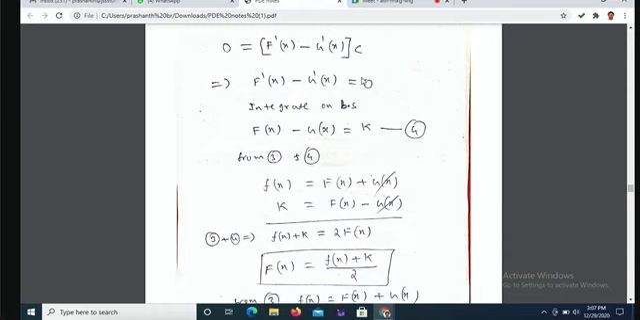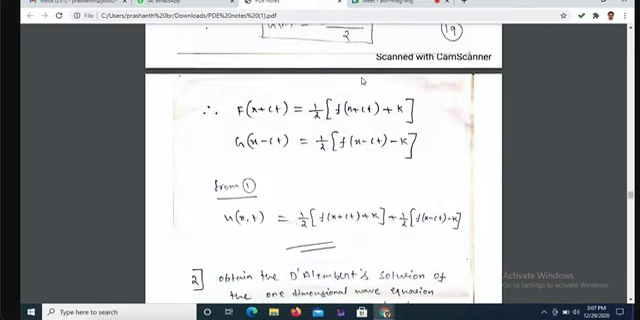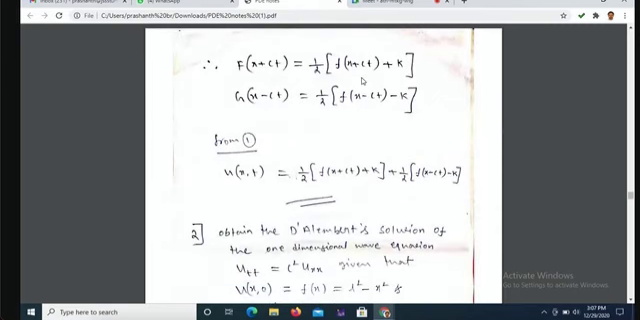Okay. So substitute it so that u of x comma t is 1 by 2 into f of x plus ct plus k, plus 1 by 2 into f of x minus ct minus k, we got.